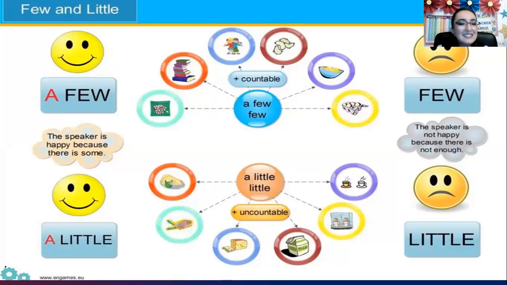We can see here the difference, a few or few. A little and little. Let me check my camera. A little or little. A few. The speaker is happy because there is some. Few. The speaker is not happy because there is not. A little. They are happy. Little. No está feliz porque no encontró. A little or little, a few.